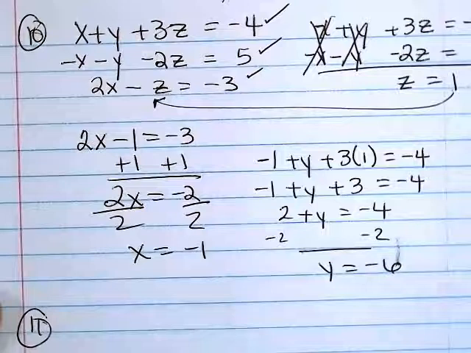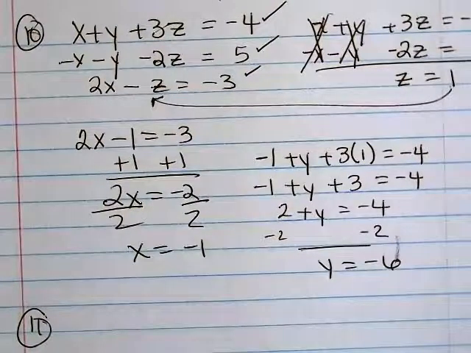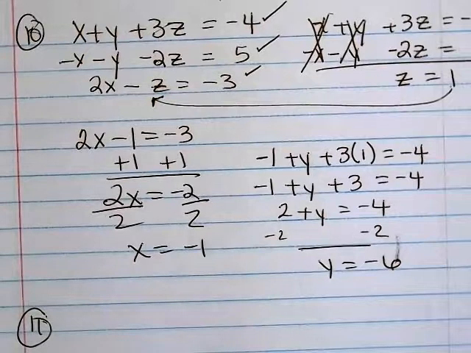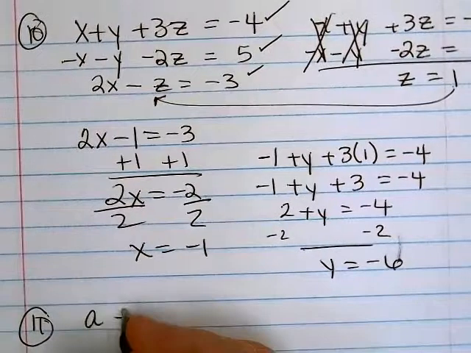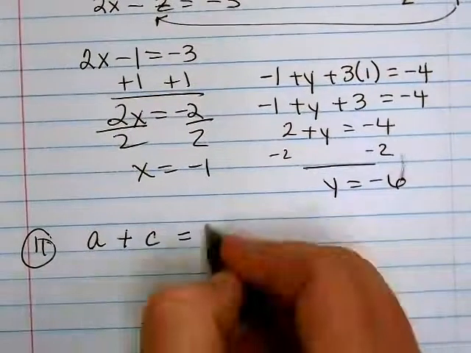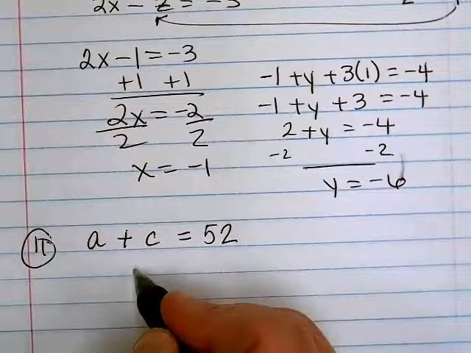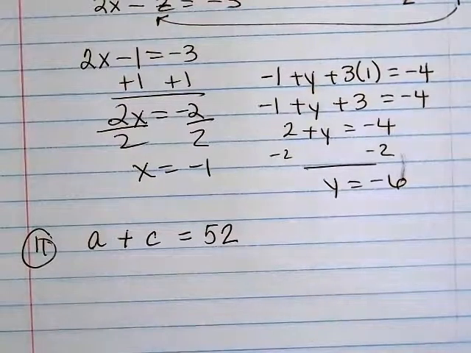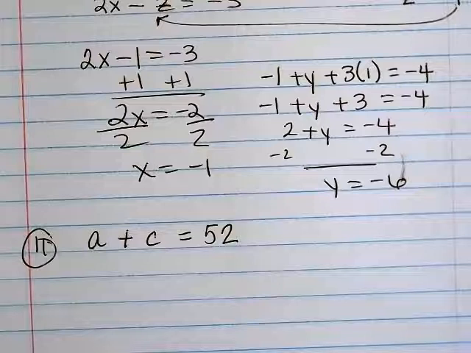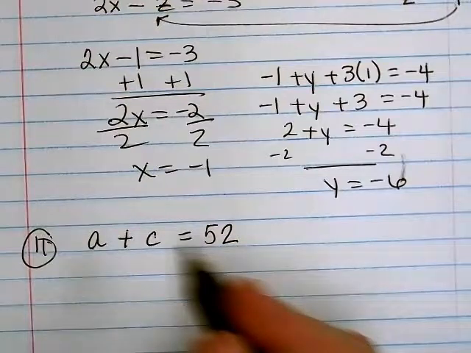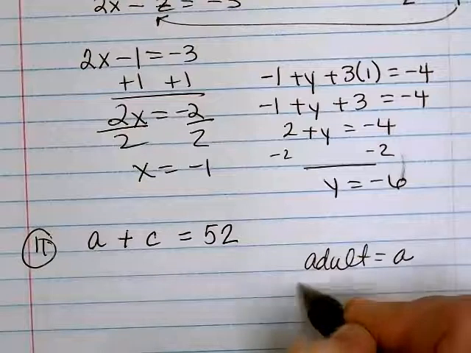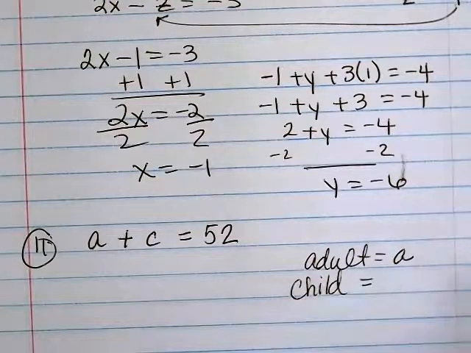Okay, number 11. A group of 52 people attend a ball game. There were 3 times as many children as adults in the group. Set up a system of equations that represents the number of adults and children. Solve the system to find the number of adults and children. Adults plus children is how many? 52. I figured it'd be 3C, because it's 3 times as many children as adults. More children or more adults? More children. So if adult is A, then child is 3 times that amount.